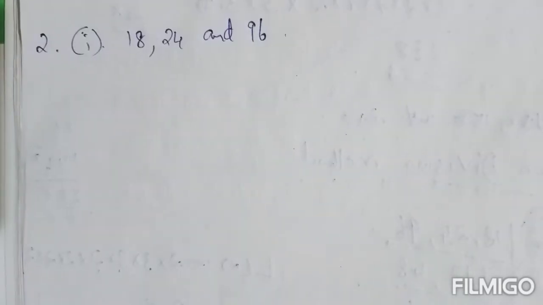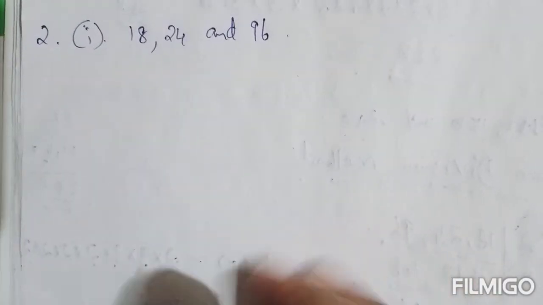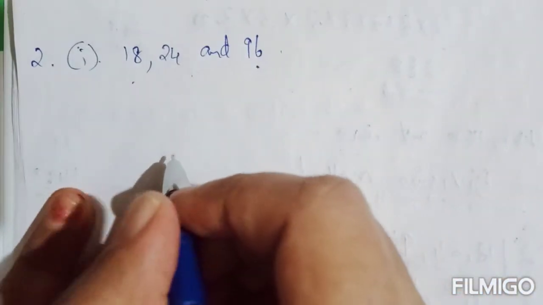Okay. Now second question, find the LCM of each of the following groups of numbers using first the prime factor method and second the common division method. So you have to find the LCM of the given numbers using the prime factor method and the common division method. Okay, using both methods you have to find the LCM. First question, 18, 24 and 96. So first let us use the prime factor method.